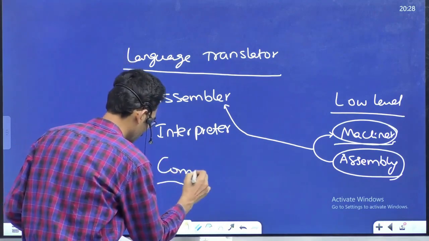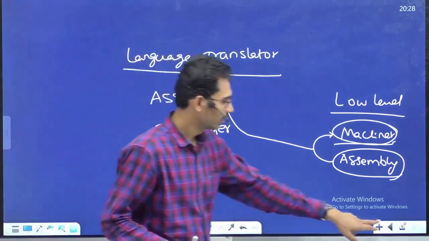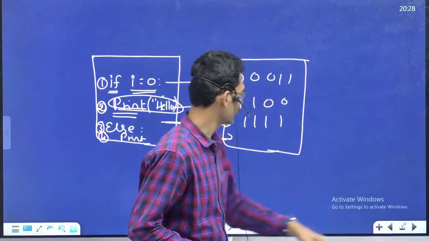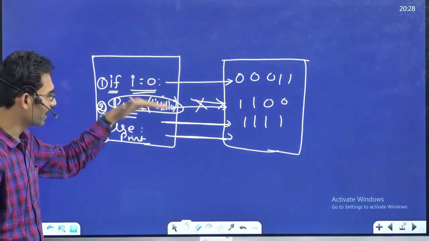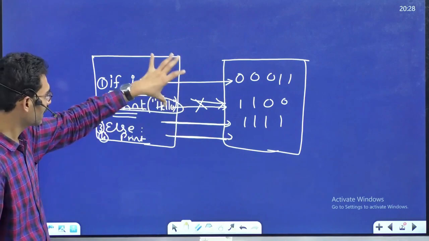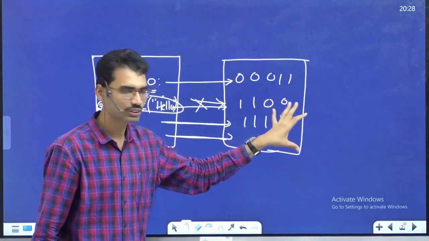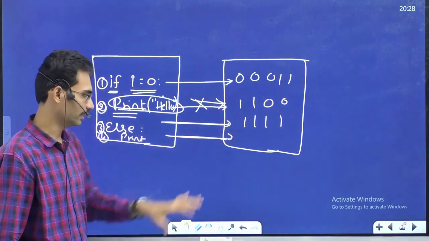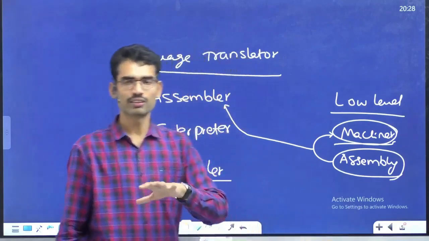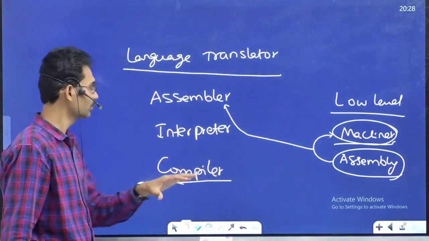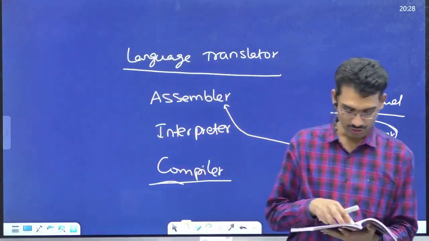Next example, compiler. With the compiler, the entire program is converted in one go. When it comes to the interpreter, it is line by line. But the compiler takes the entire program and translates it in one go. That is called a compiler. These are the different terminologies with respect to language translators. So this is how you need to see it.